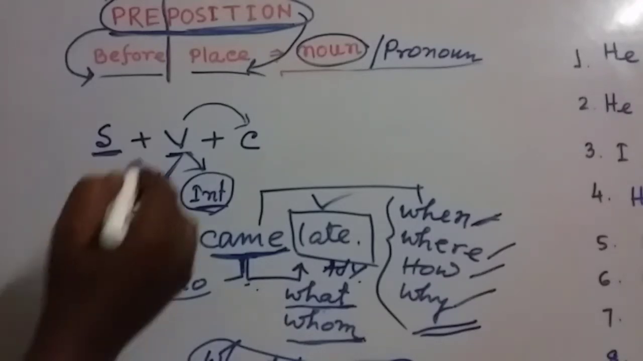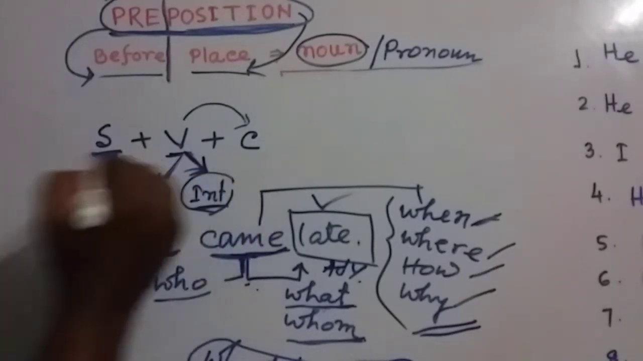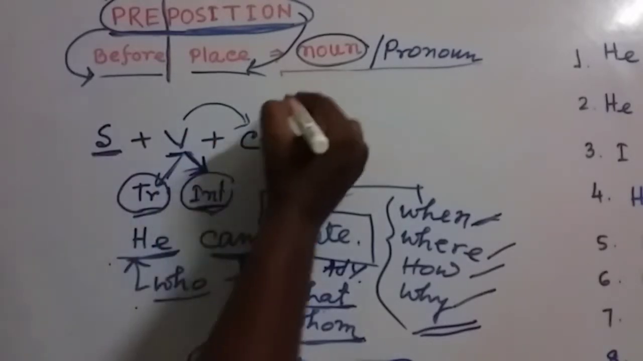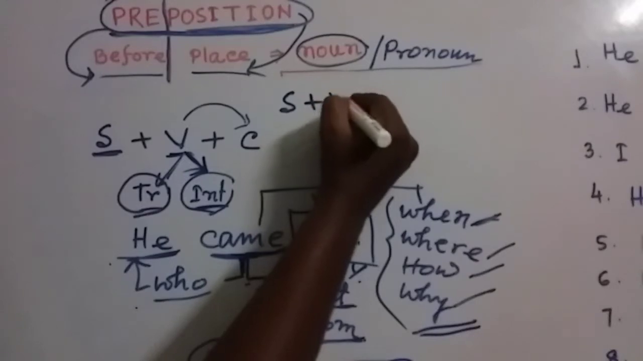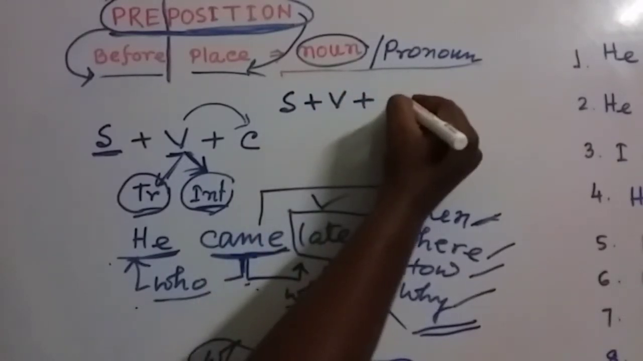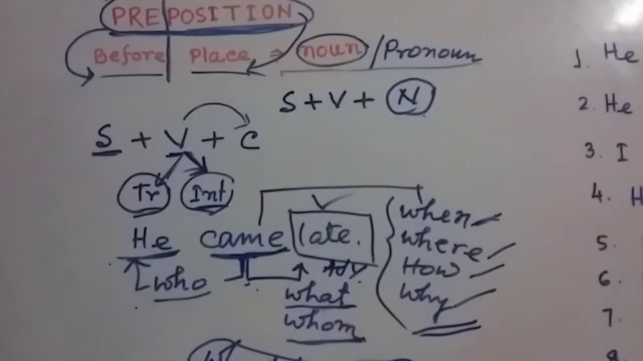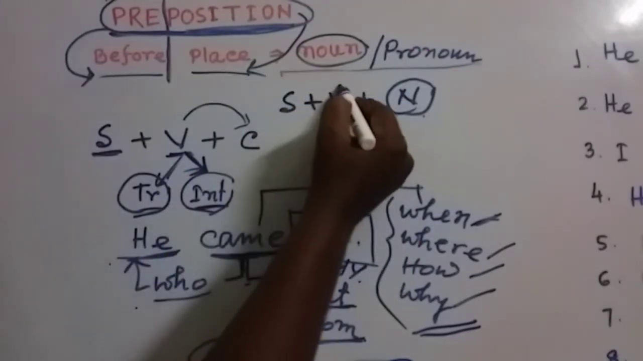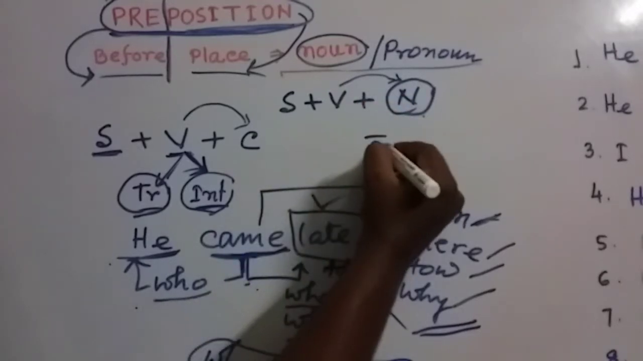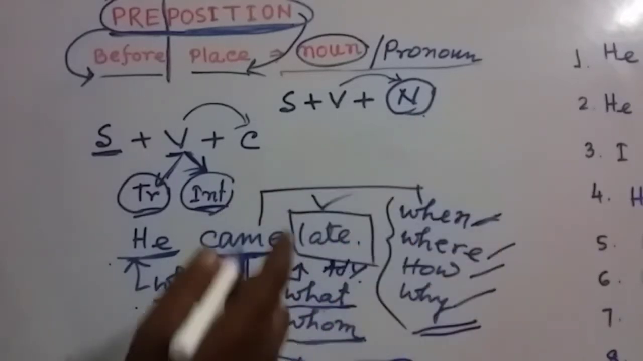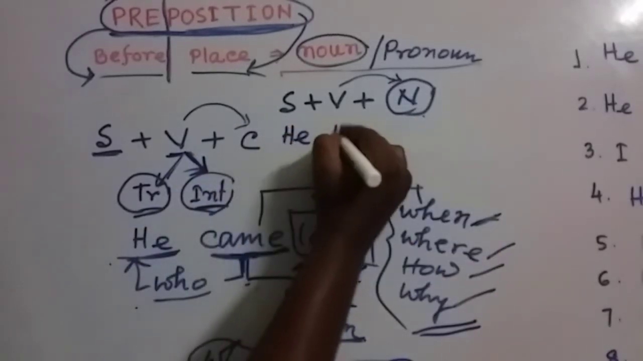But my dear friends, if your verb is intransitive, that means there is no such object, even though after that there is a noun. In this situation, subject, then verb, and this is not the object, there is a noun. But this noun is not the object of this verb. In this situation we have to use a preposition. Just like this one, I am using the same example. He died.